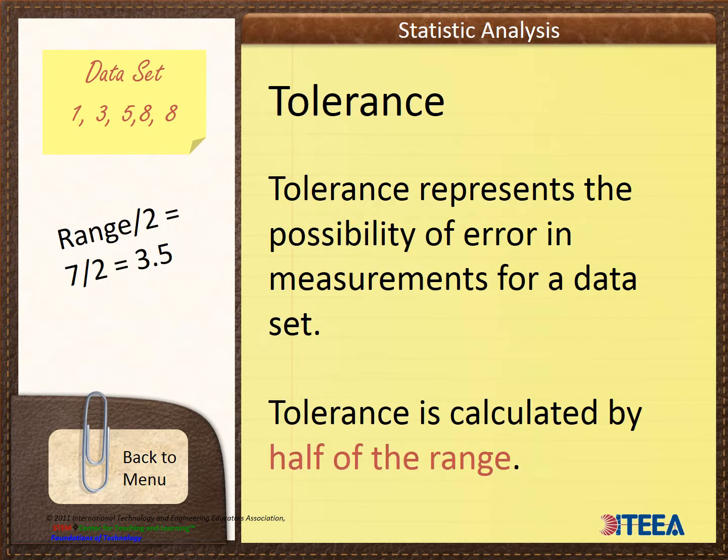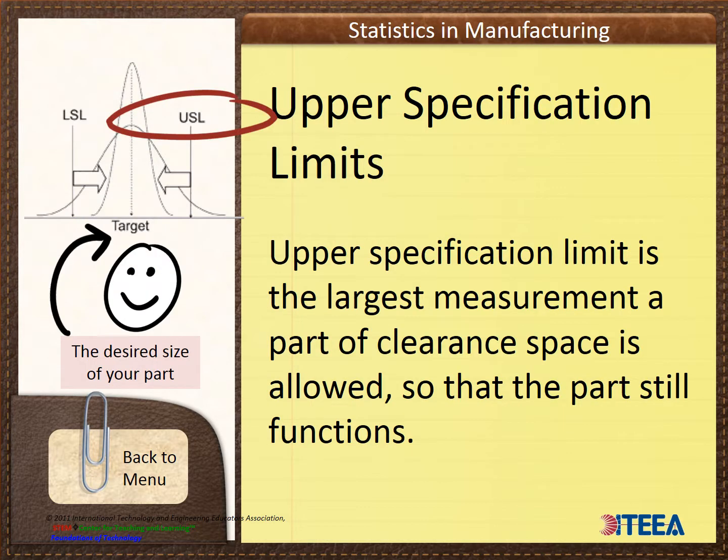Same results. Your tolerance. Your tolerance represents the possibility of error in measurements for a data set. Your tolerance is half of your range. So you take your range, divide it by 2, and you get your tolerance.